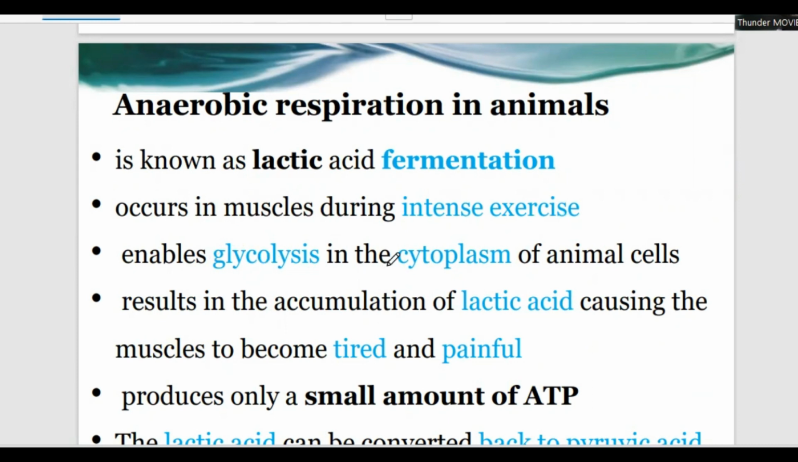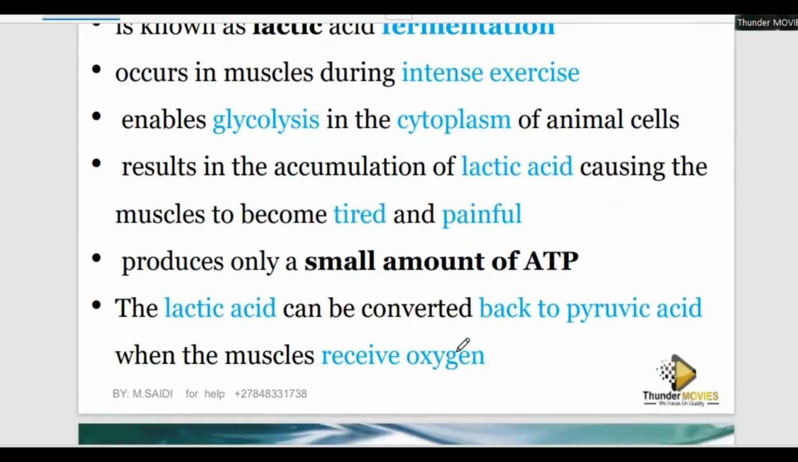It involves glycolysis in the cytoplasm of the animal cell, and this results in accumulation of lactic acid, causing the muscles to become tired and painful. That's what I was talking about. Lactic acid is an acid, and acid is not supposed to be in our muscles. It's supposed to be excreted out of the body. Because excretion is taking place at a low pace, it accumulates and causes this tiredness and pain in the muscles. It produces only a small amount of ATP.